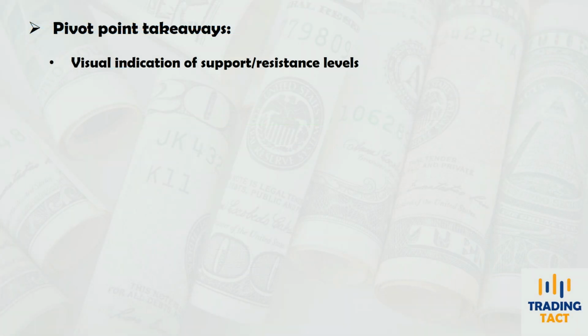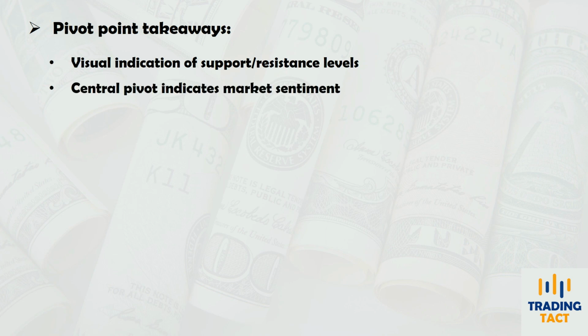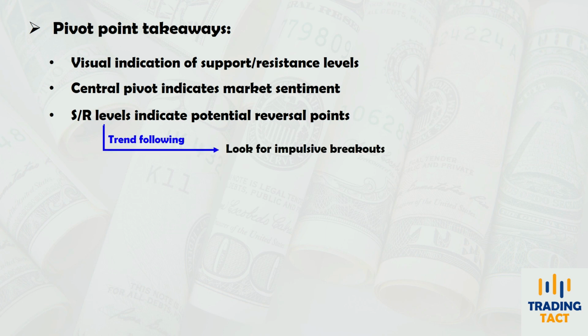So the next time you're searching for a support or resistance indicator, do give pivot points some consideration. The central pivot point can be used as a barometer of market sentiment, while the surrounding support and resistance levels indicate potential turning points. Look for impulsive breakouts around these levels if you're a trend follower, or signs of overextension or weakness if you're into mean reversion.